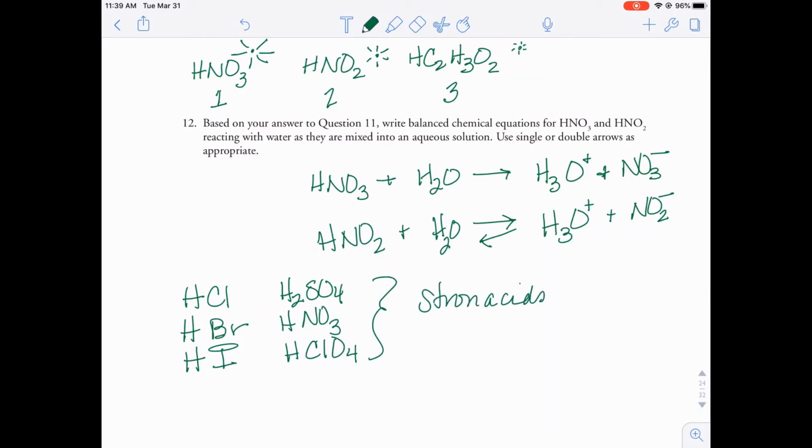When you get to AP, Rice has a sheet that works really well for solubility charts, and this is one of the key components, is the 6 strong acids. All right. There you go.